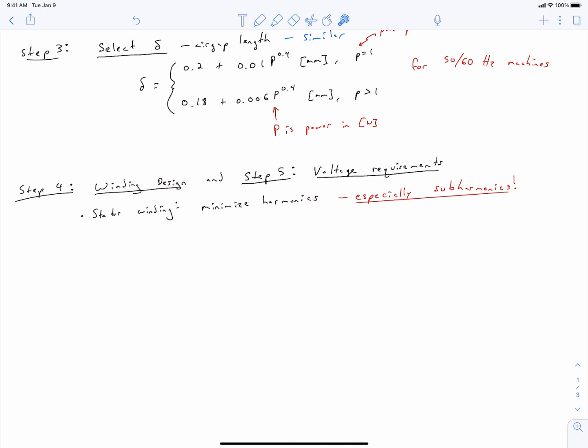So the cage rotor is meant to have currents induced in it, and you don't want those currents to be at harmonics other than your dominant air gap field, both because of losses that are created in it and because of the problematic synchronous and asynchronous torques that we talked about before.